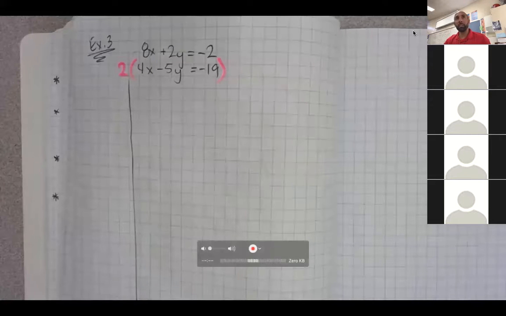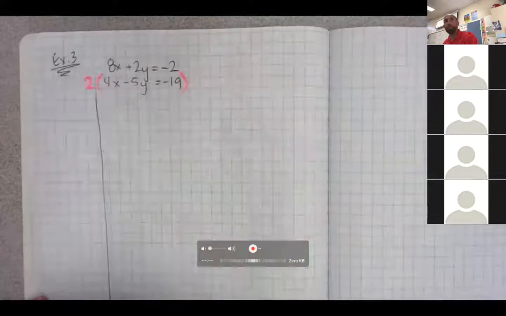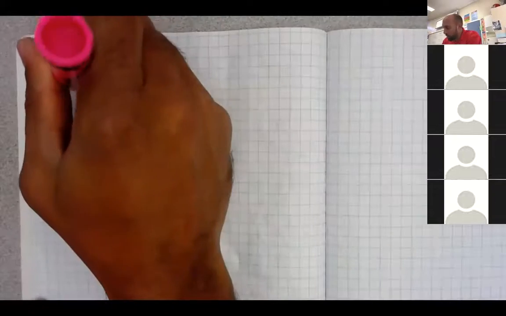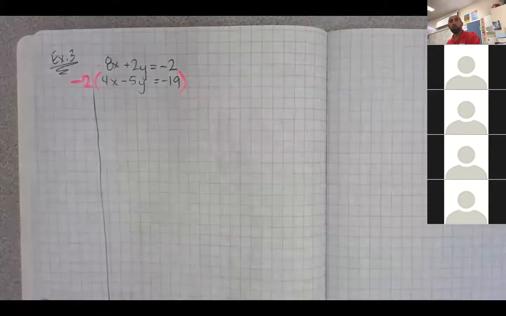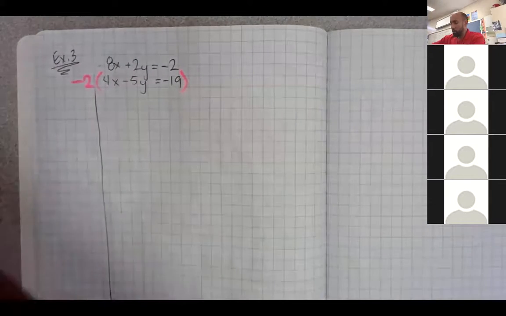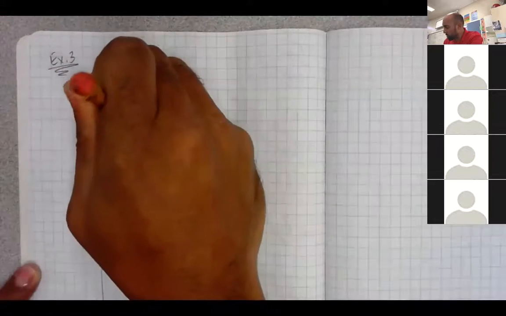Let me get them to be opposite. So in order for these to be opposite, I don't just multiply by 2, I multiply by negative 2. Okay, so now let's rewrite that first equation.